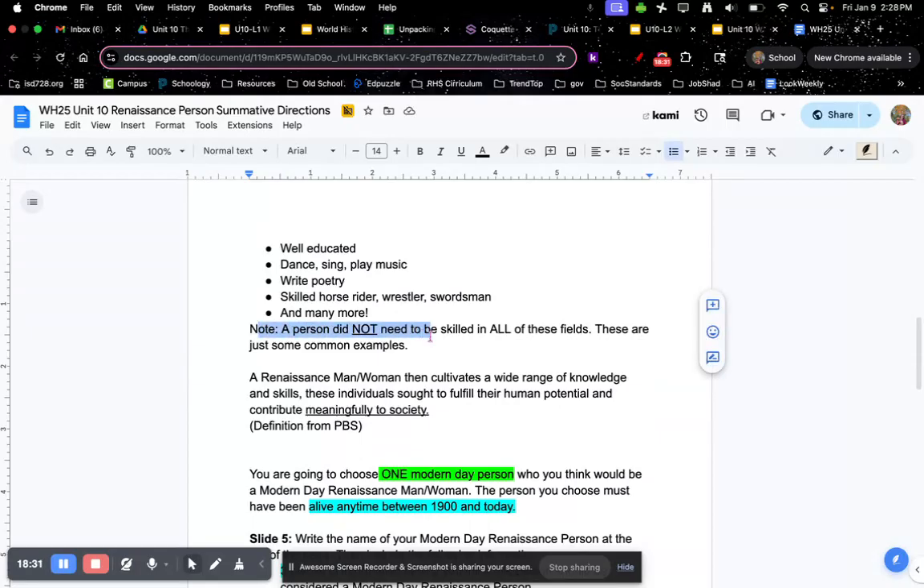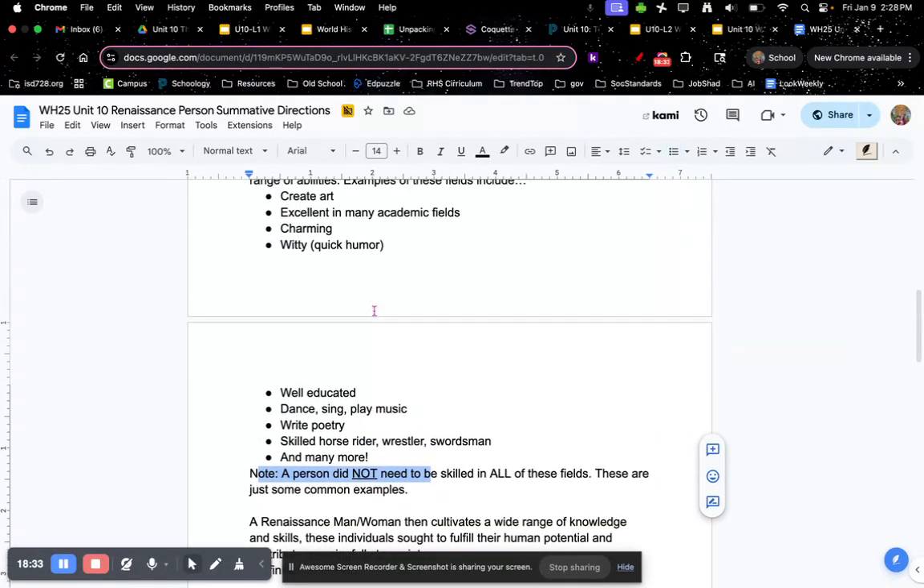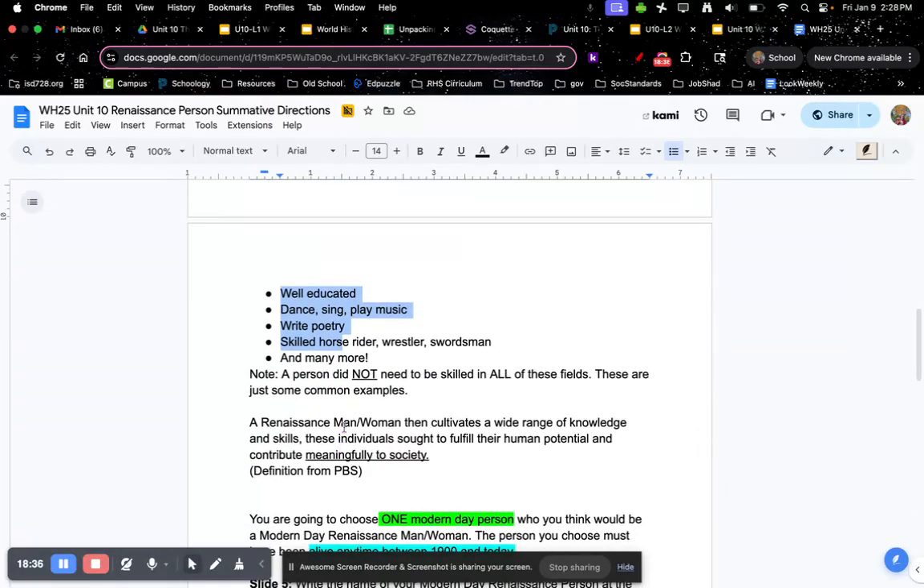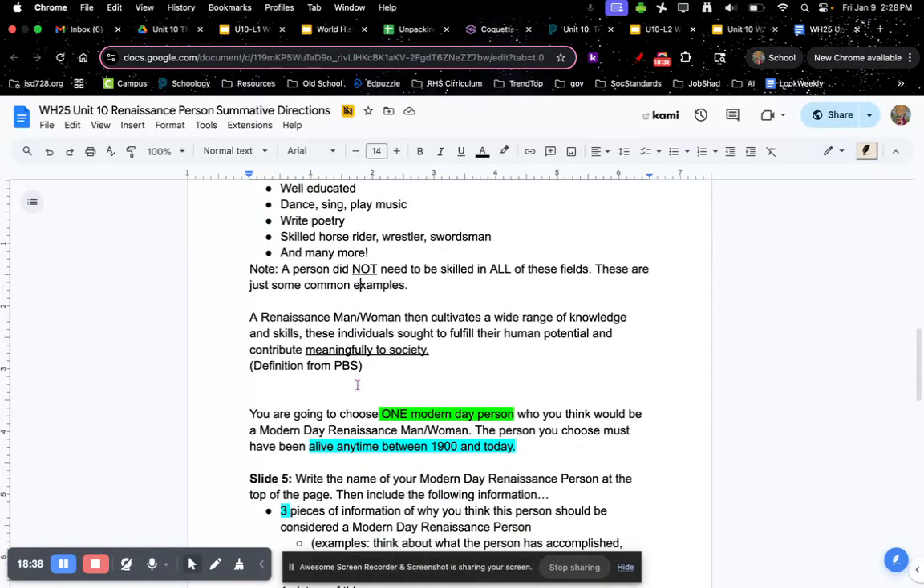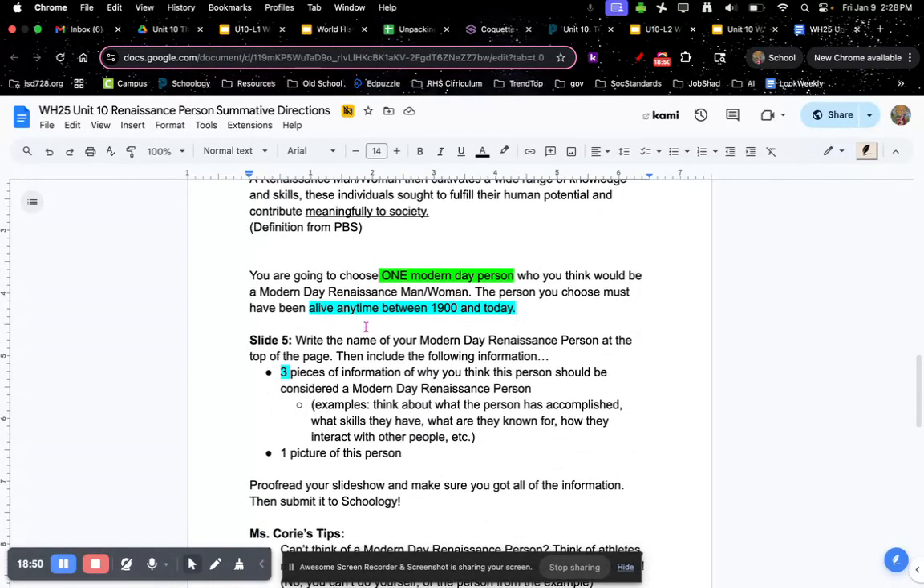Note that a person did not need to be skilled in all of these fields. That would be pretty excessive. These are just some of the common examples. A Renaissance man or woman then cultivates a wide range of knowledge and skills. These individuals sought to fulfill their human potential and contribute meaningfully to society. So you are going to think and choose one modern day person you think would be a modern day Renaissance man or woman. The person you choose must have been alive anytime between 1900 and today, hence they have to be kind of modern.